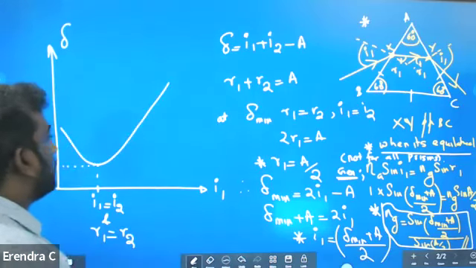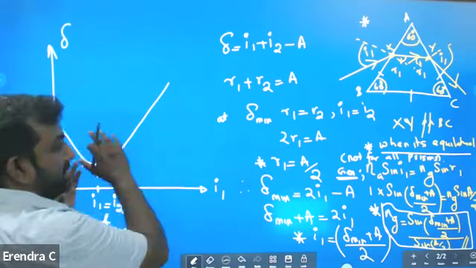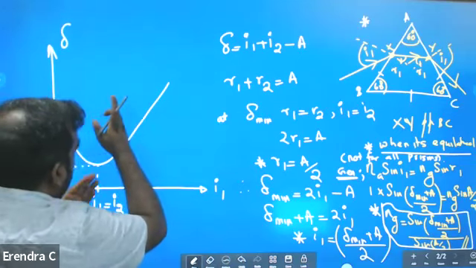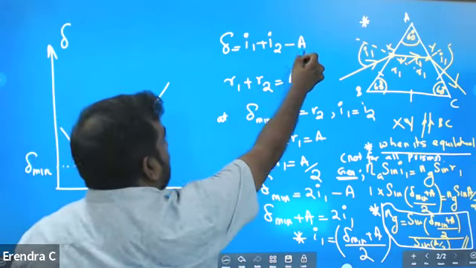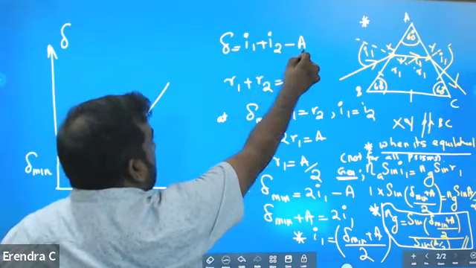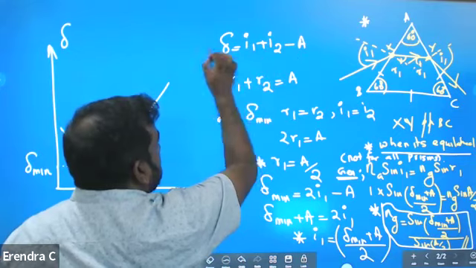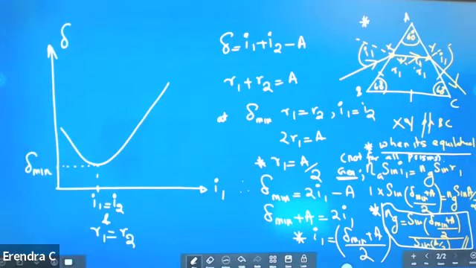So remember now, when the prism angle changes, the deviation also will change. It will slightly move towards the left and move upwards. So when the prism angle increases, for different angles, the deviation also will change.